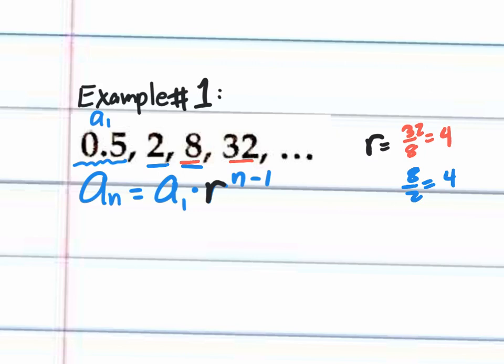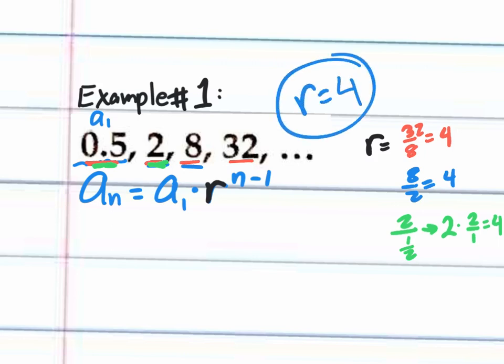Or what is 2 divided by 0.5? 2 divided by 1/2 is really 2 times the reciprocal of 1/2, which is 2 over 1, which is also 4. So we can clearly see that the common ratio really is 4. We can clearly see that this really is a geometric sequence as opposed to arithmetic. What does that mean? Common ratio is 4, so if you take the 0.5 and multiply it by 4, what is half times 4? It gives you 2.